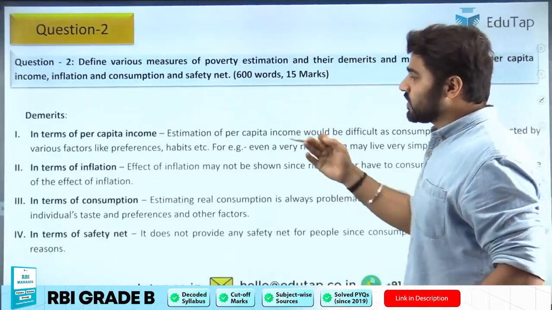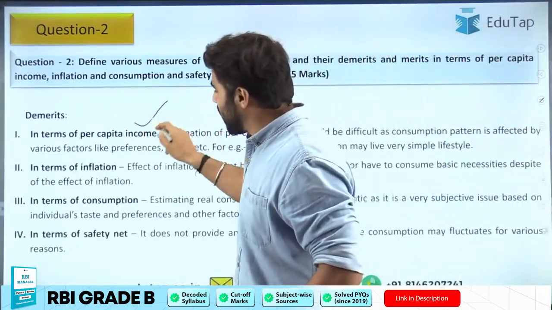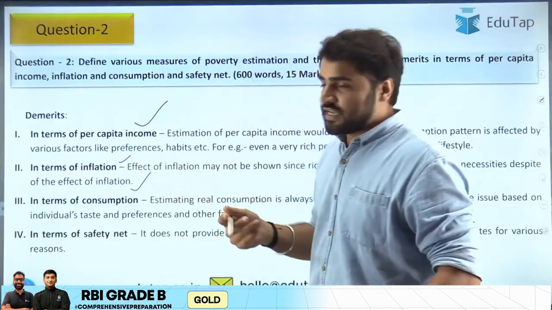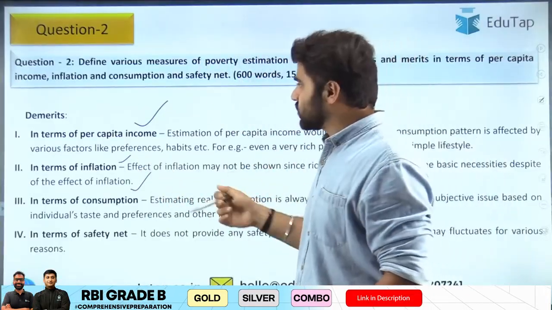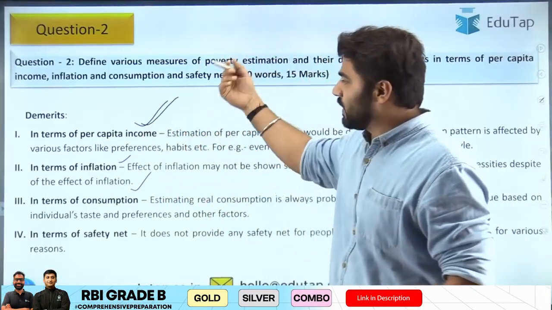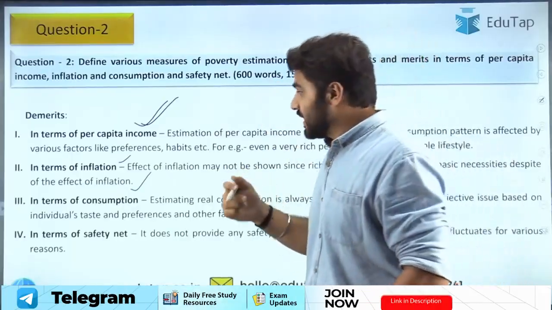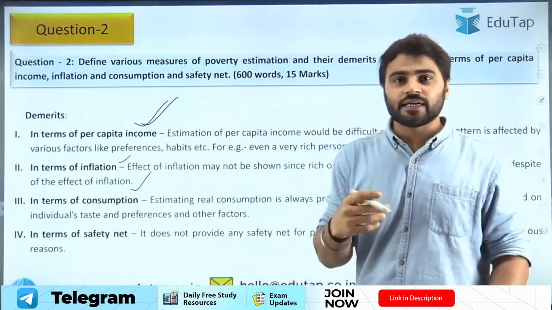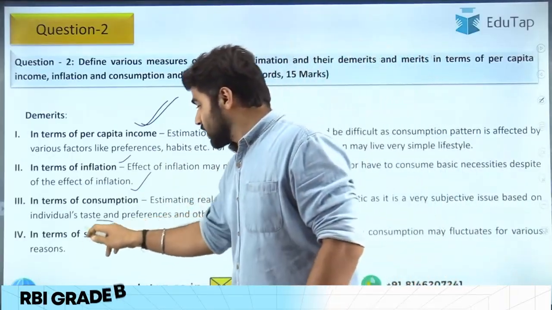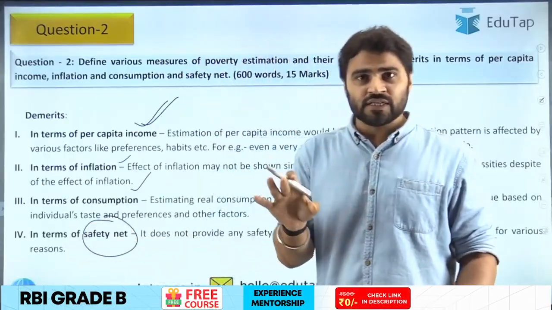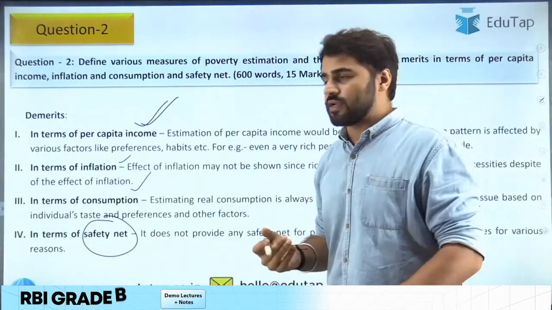Now if we talk about demerits, again guys, the same pattern you have to follow for demerits also. If we talk about consumption based estimation, then here you can give demerits related to per capita income, demerits related to inflation, demerits related to consumption, demerits related to safety net. So this is how you can approach this particular answer, right?